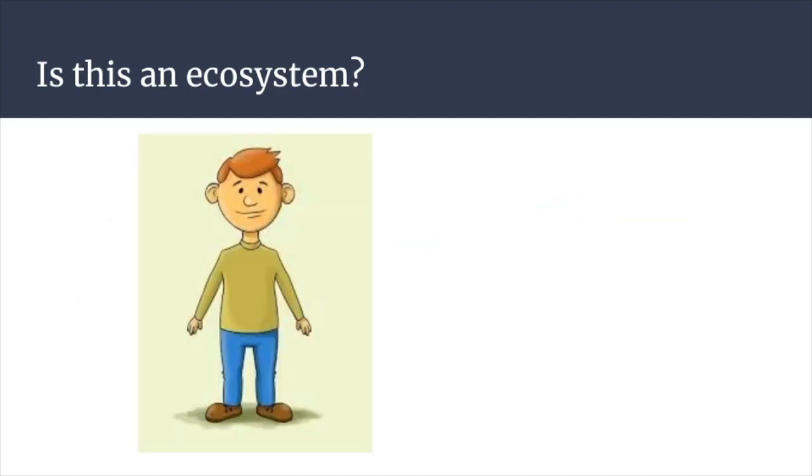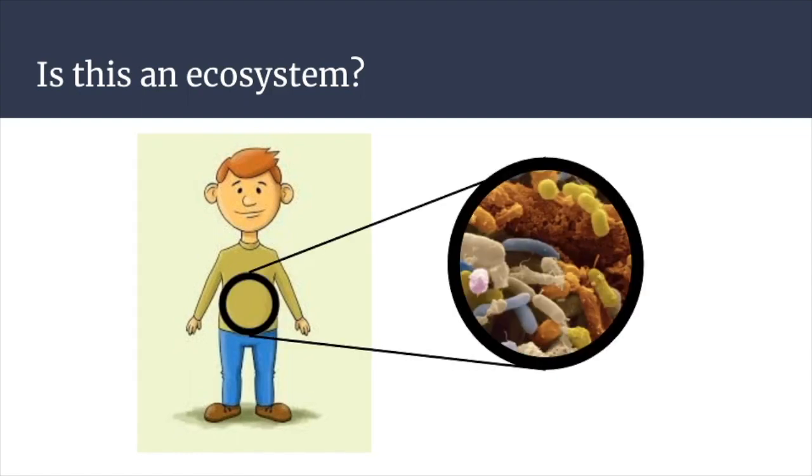What about this guy? Is that an ecosystem? Well, technically, yeah. In your digestive system, you have trillions of little bacteria, which are living, helping you digest your food. So that's you, a living thing, trillions of bacteria, and the nutrients in your food, which are non-living. Those are all interacting. So you, in a way, are your very own ecosystem. Yes, you're part of other ecosystems, but you are also an ecosystem all by yourself.